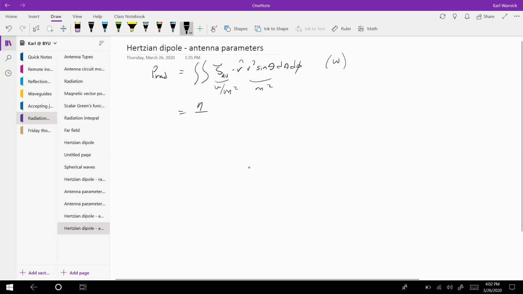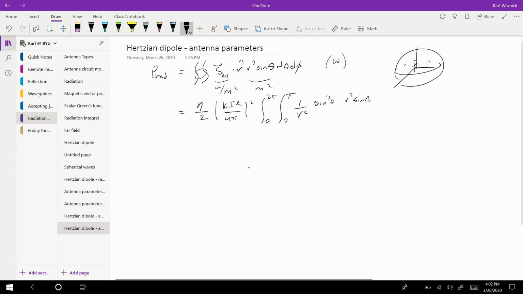And I'm going to put the constants out in front just to get them out of the way. And then I'm going to put in the limits for the integration over a full sphere. This is a closed integral over a sphere surrounding the antenna. Phi is going to go from 0 to 2 pi, and theta is going to go from 0 to pi. And then I have a 1 over r squared from the S average, and a sine squared theta also from S average. And then from the differentials, I have r squared sine theta d phi, and the r squared in the differential cancels with the 1 over r squared in the power density.